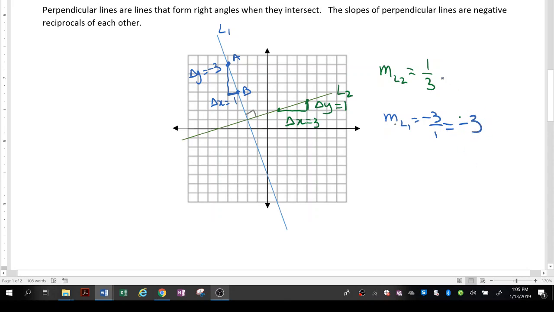And you'll notice that these two are negative reciprocals of each other. This one is negative, this is positive, and they are reciprocals in that the numerator and denominator flip. That's what a reciprocal is. So the slopes of perpendicular lines are negative reciprocals of each other.